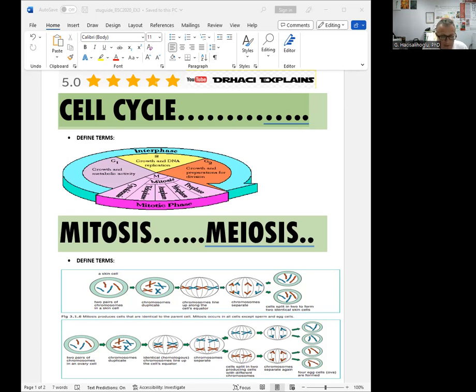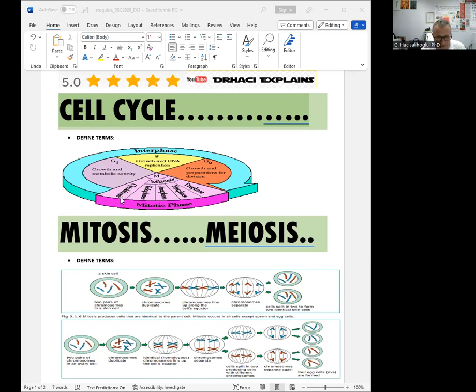Okay, so cell cycle, as you see here, starts with interphase. Interphase has G1, which is growth and metabolic activity. S stands for DNA synthesis, replication, and growth. G2 is more growth and preparation for division. G1, S, G2, all these three are interphase. And then once it's done with G2, it goes through mitosis, which is prophase, metaphase, anaphase, telophase. And then once it ends with telophase, it divides the cell in a process called cytokinesis, right?